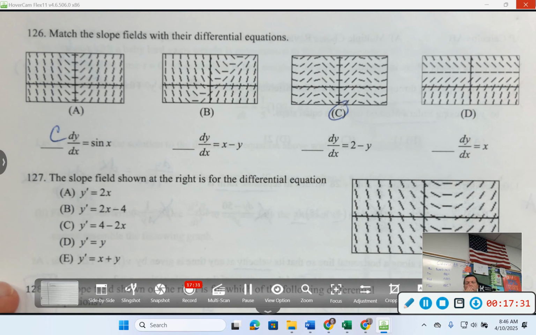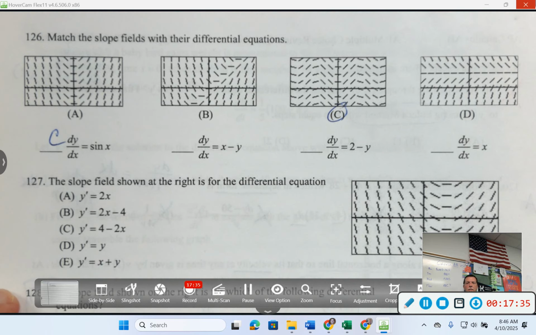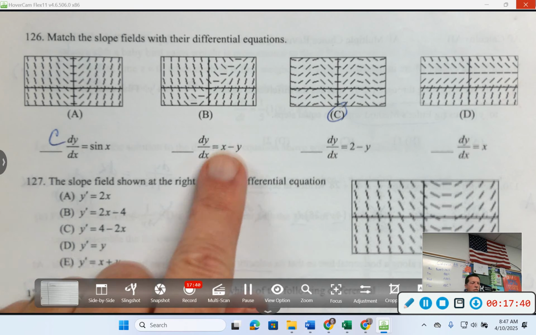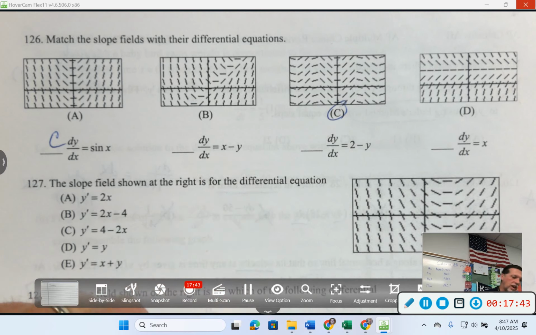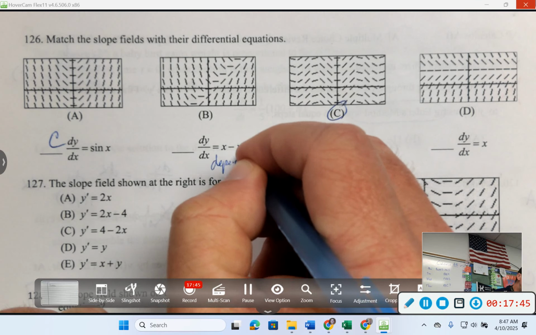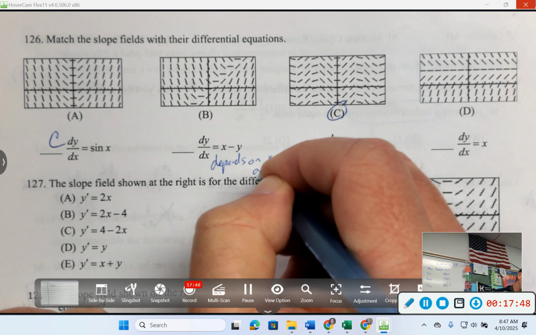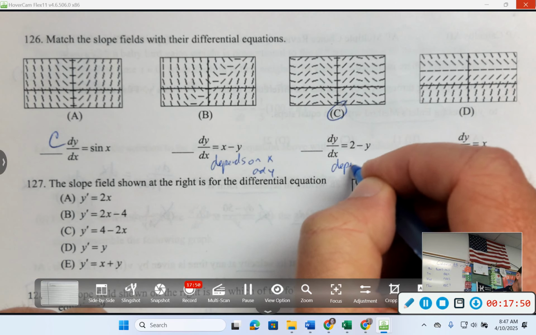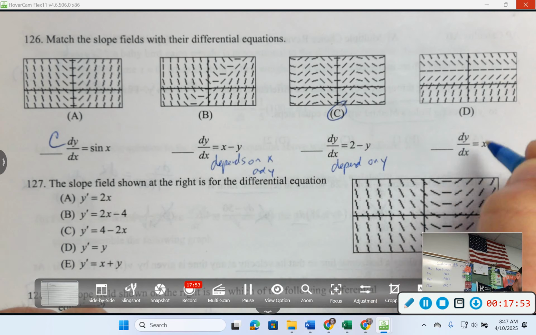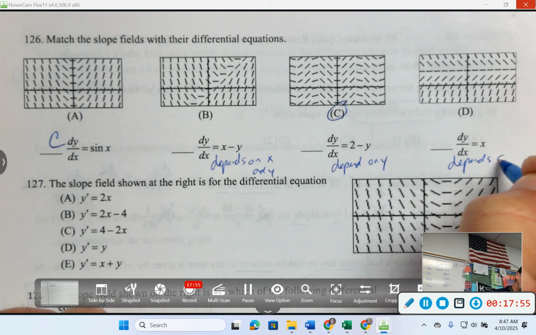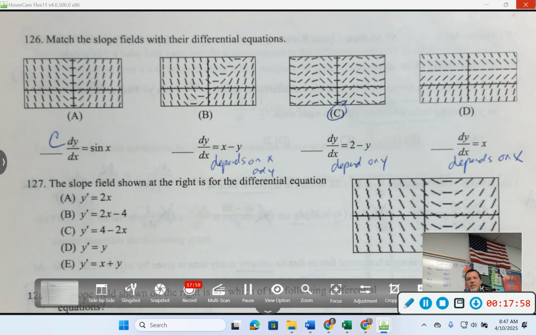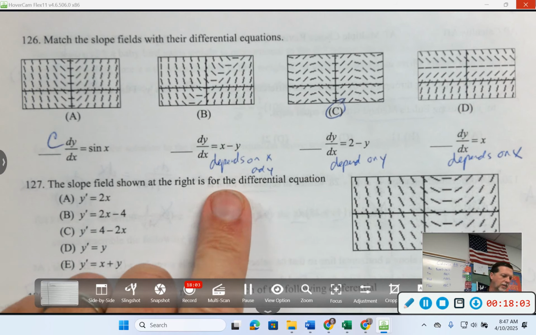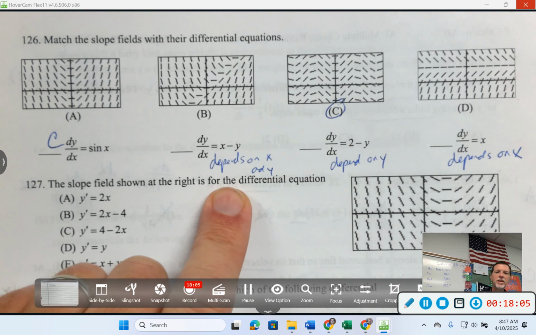Let's see. The next three. X minus y. That means this depends on x and y. The next one depends only on y. And the last one depends only on x. So I think that's enough to narrow it down. Let's hold off on x. Well, I don't know. In some ways that might be the easiest one.